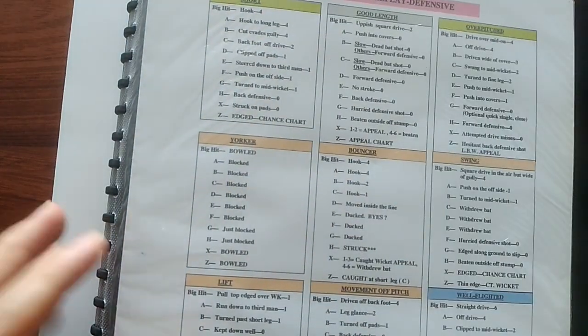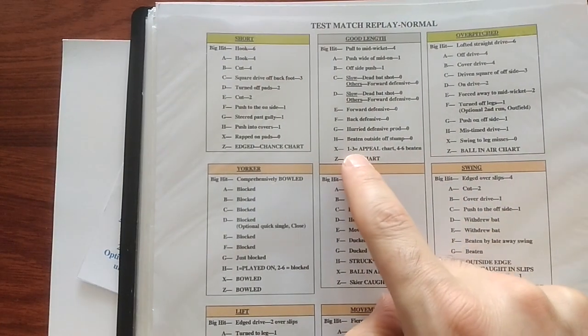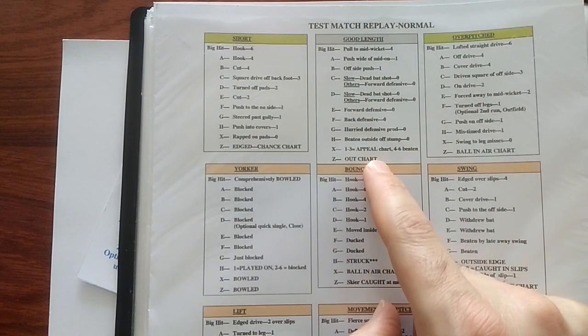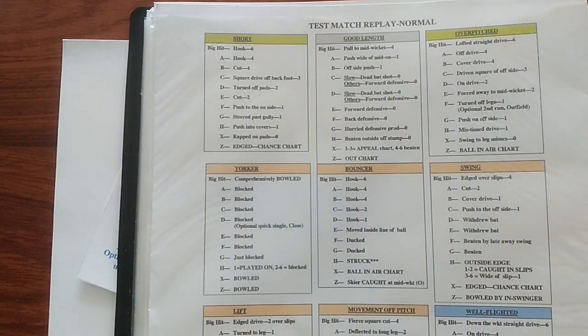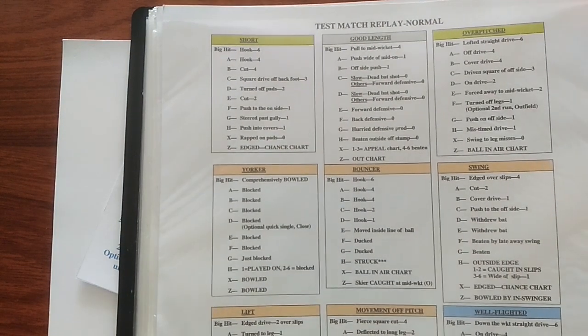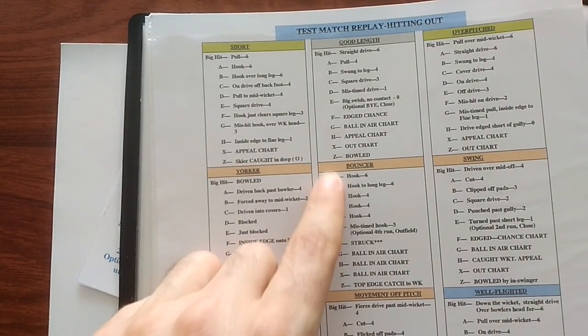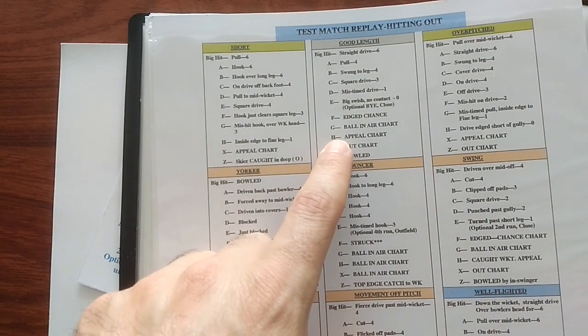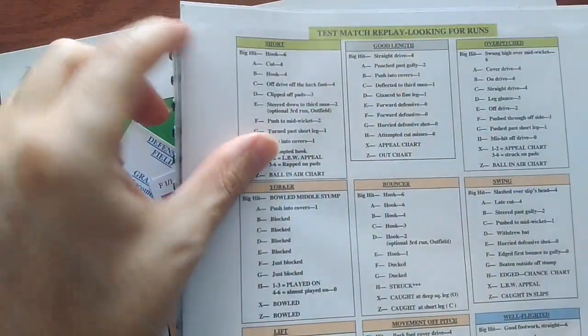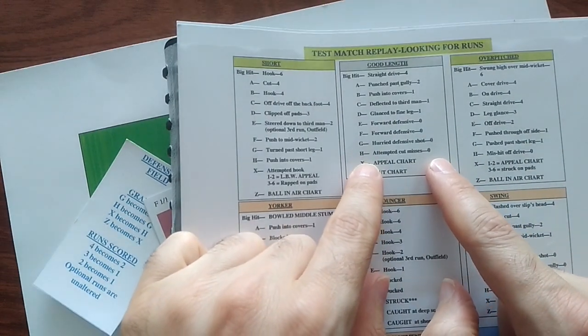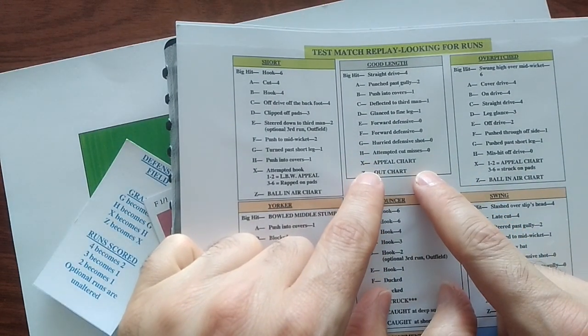Now, that is a defensive field. But what if we go up to, say, normal? That H has a 1 to 3 chance of being an appeal. So it's gone up another dice roll. So it's gone up, say, another 16%, hasn't it? What if we go across to, well, this is a hitting out. That H, which was an appeal chart, now becomes an out chart. What if we were looking for runs? That H, which is an attempted cut which misses, is now an appeal chart.